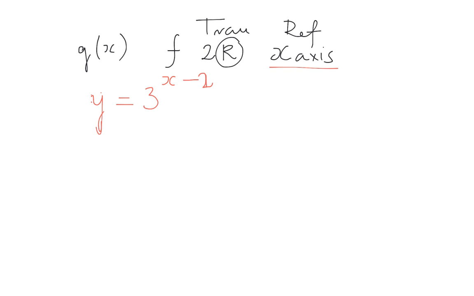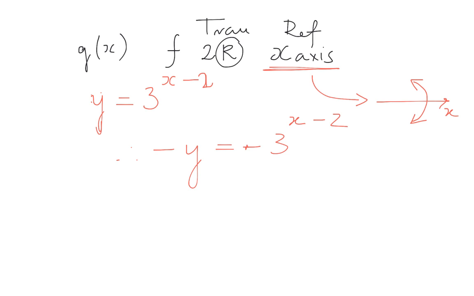Okay, reflection in the x-axis. What happens? If I reflect in the x-axis, every y becomes minus y. So my function will be minus y equals 3 to the power of x minus 2. Sorry, I went too quickly. Minus y is 3 to the power of x minus 2. Therefore, y is minus 3 to the power of x minus 2.